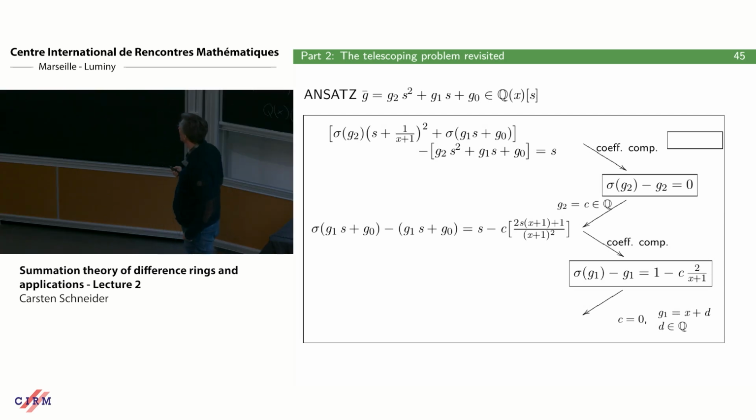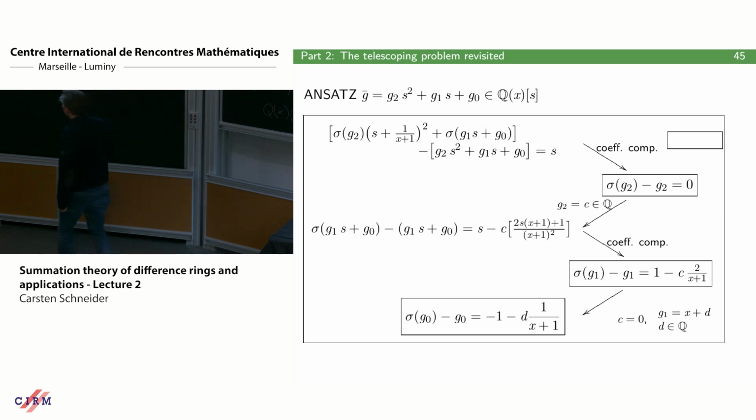This is the only solution. Actually, this means G2 could have been immediately set to 0. The degree bound was too high, so degree bound 1 would have been enough. But only the algorithm now tells me 2 was too high, and B equals 1 would be sufficient. I get that. I plug it in, and I get another constraint.